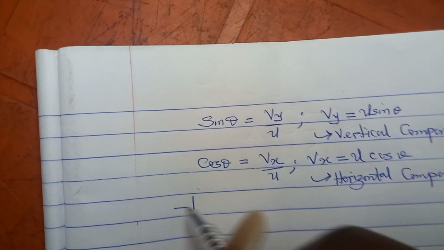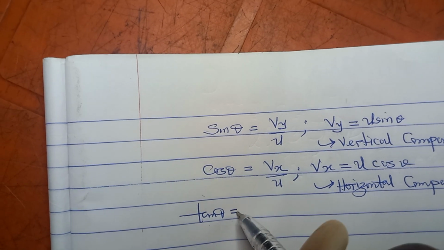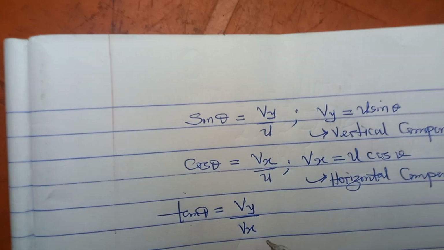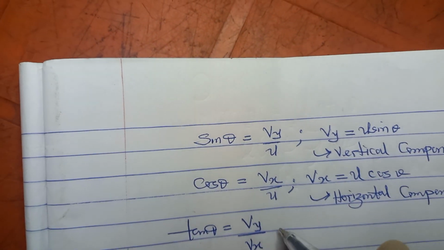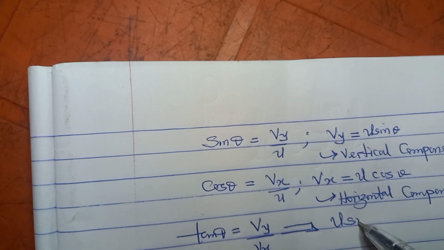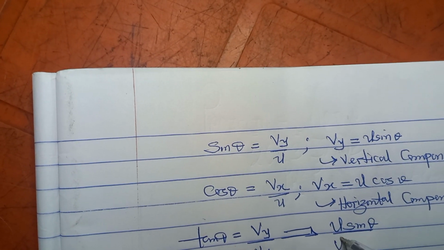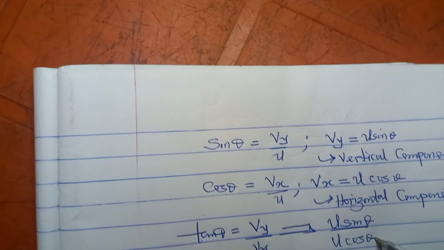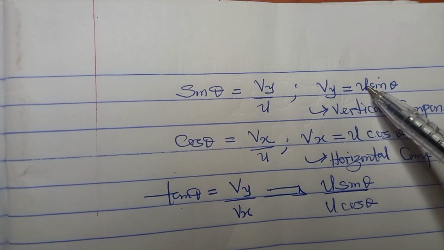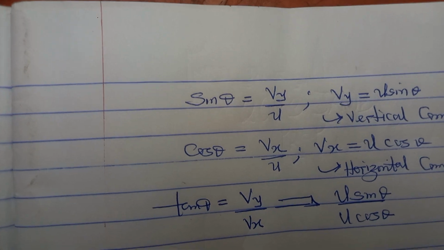So tan theta will be equal to Vy all over Vx. That's opposite over adjacent, and this will actually be equal to u sin theta all over u cos theta. So this is the derivation. So we know this to be the vertical component of the projectile. Here is our horizontal component.